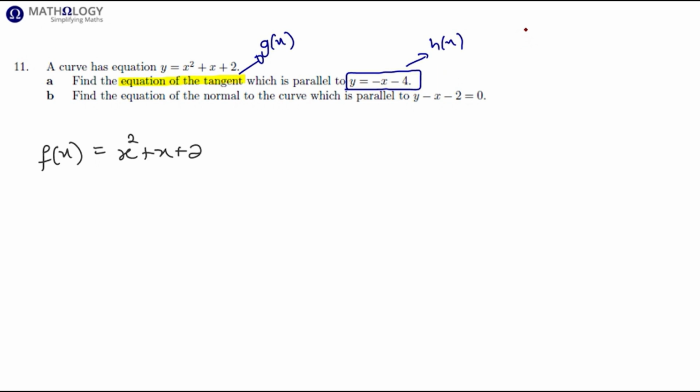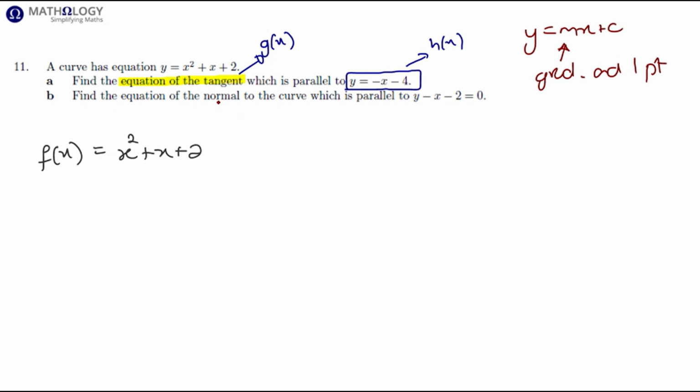A tangent is a straight line, and straight lines are of the general form y equals mx plus c. To find the equation of a straight line, we need to find the gradient, and we need to know a point that lies on that line. We are not explicitly given a point here, so we're going to have to do a little bit of work to find the point of contact.